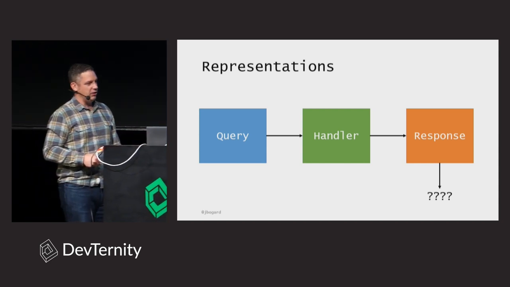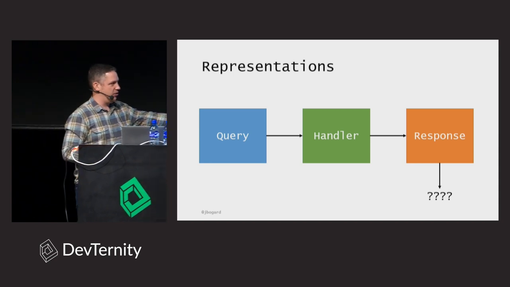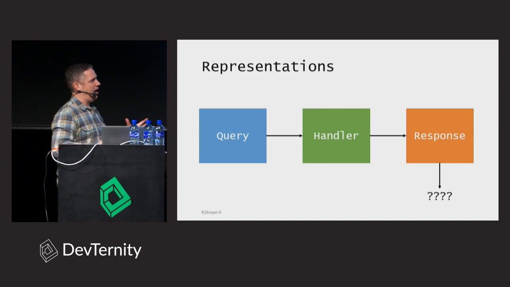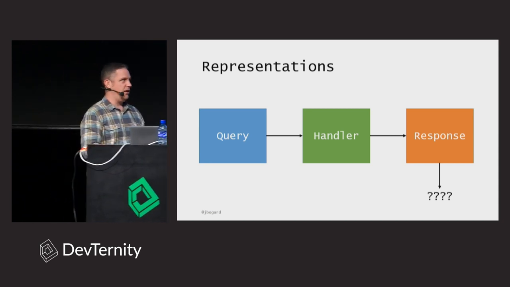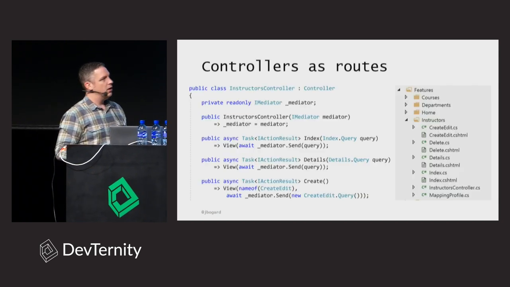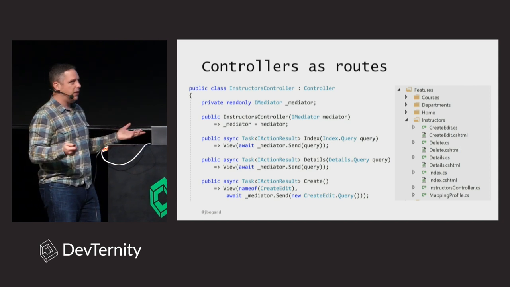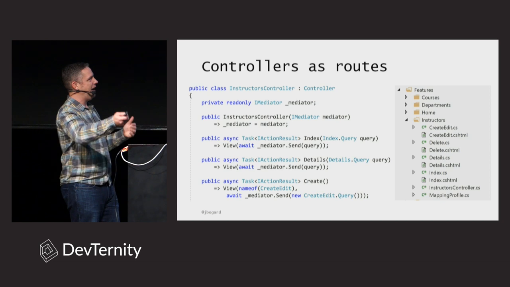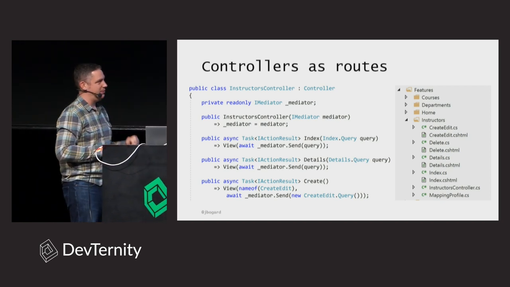So the last piece is really looking at how I actually build these responses for the screen. In the case of web applications, those responses represent representations in the RESTful sense. So if I look at my application now, my controller becomes kind of dumb, it's not doing a whole lot. This MVC controller is really just delegating off to a mediator to send these requests out and get the responses back.